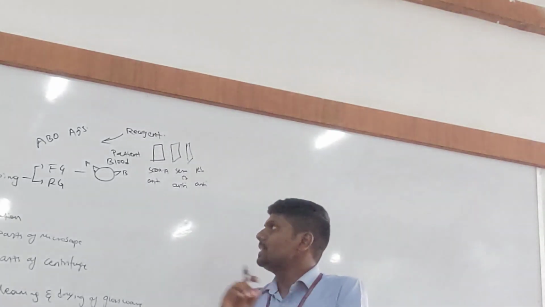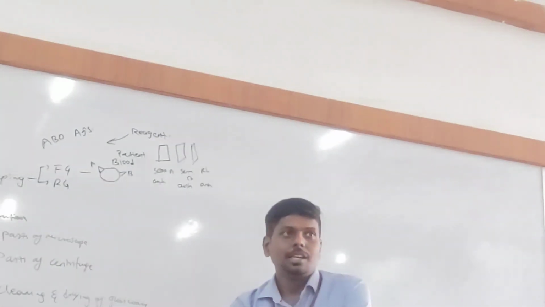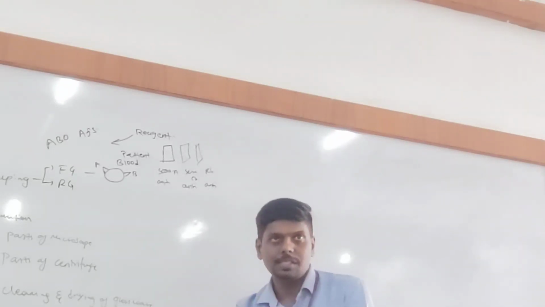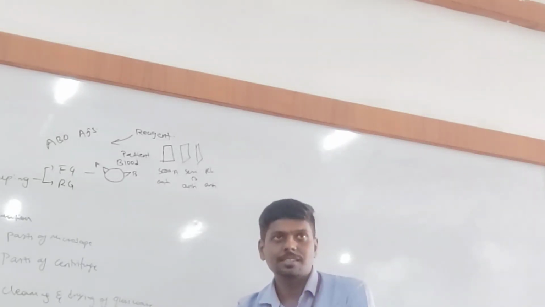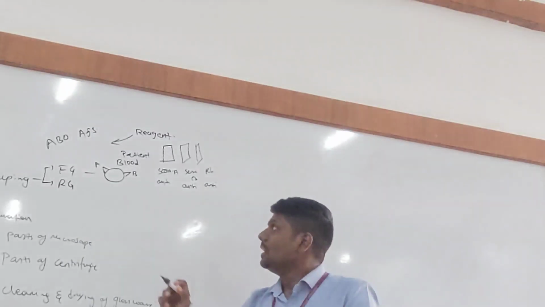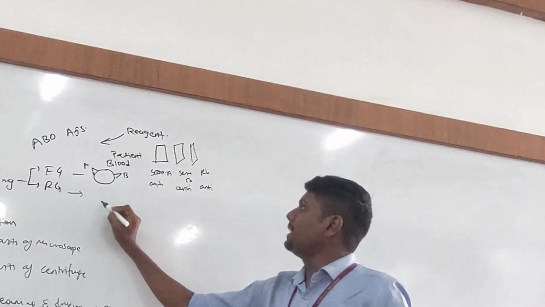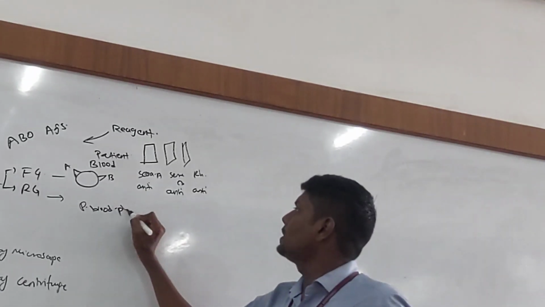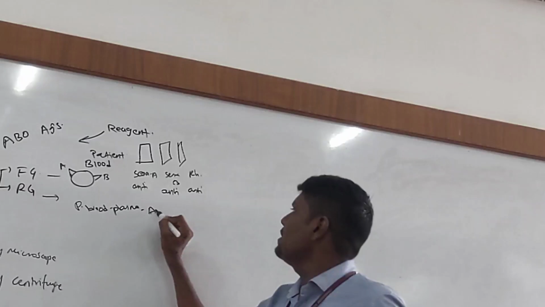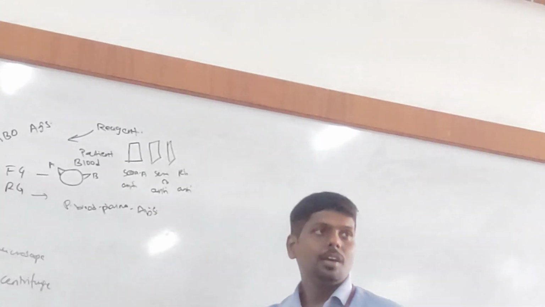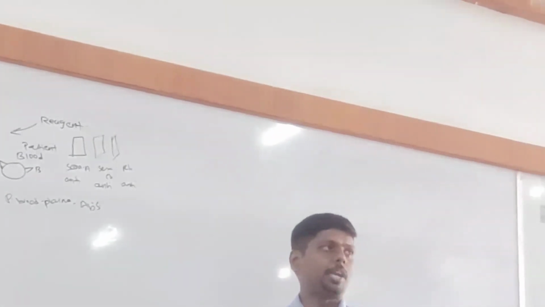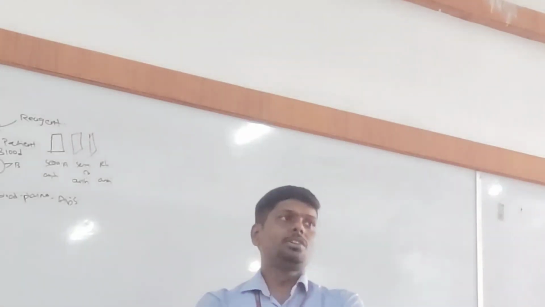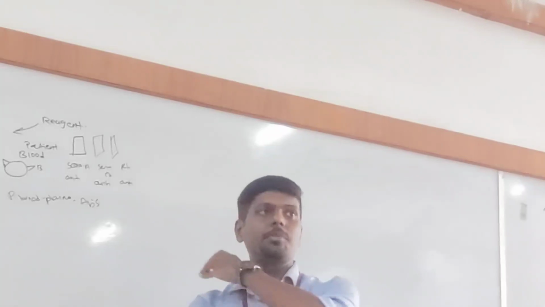Then, what is reverse grouping? In reverse grouping, we will detect the patient's antibodies, not the antigens. We are going to detect antibodies in the patient plasma. How is it possible to determine grouping by antibodies?